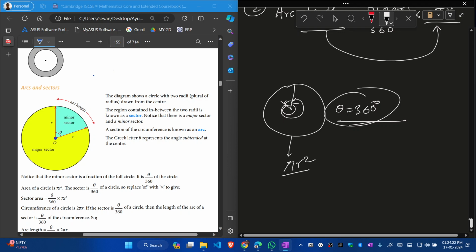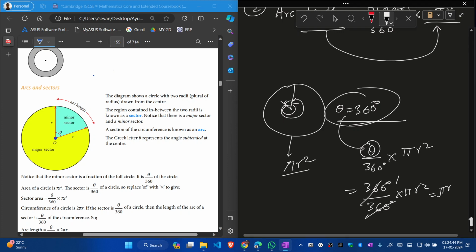So let us see if the same thing comes from the formula. What is the formula? It is theta over 360 degrees into pi r square. If you put 360 degrees in place of theta, this will be 360 over 360 into pi r square. You can see it gets cancelled to 1 and only pi r square is coming.